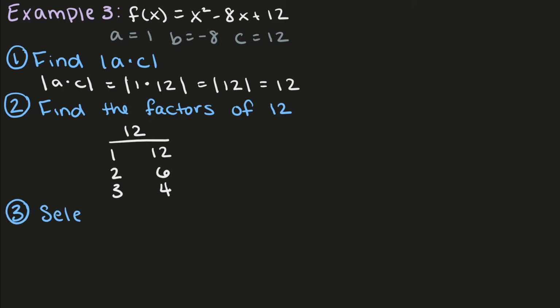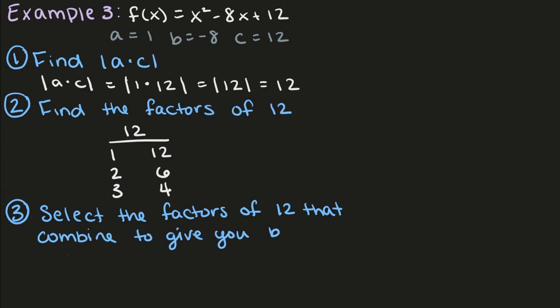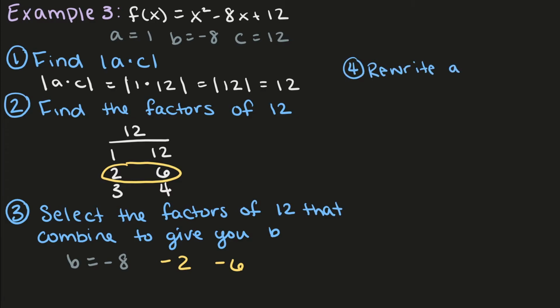Third, we'll select the factors of 12 that combine to give us our b term. b is negative 8, so the factors of 12 that will give us negative 8 are 2 and 6, specifically negative 2 and negative 6. We have to make both of these factors negative. Lastly, we will rewrite this as x plus our first factor times x plus our second factor. So f of x is equal to x minus 2 times x minus 6.